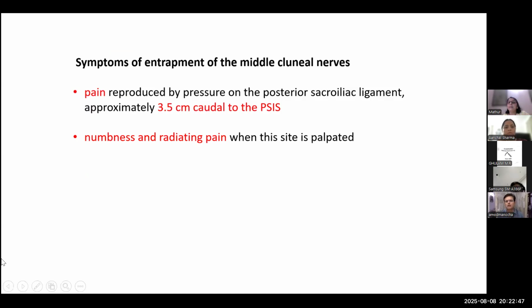Symptoms of entrapment of the middle cluneal nerves: pain which is reproduced by pressure on the posterior sacroiliac ligament, approximately 3.5 centimeters caudal to the posterior superior iliac spine. This can also cause numbness and radiating pain whenever the site is palpated.